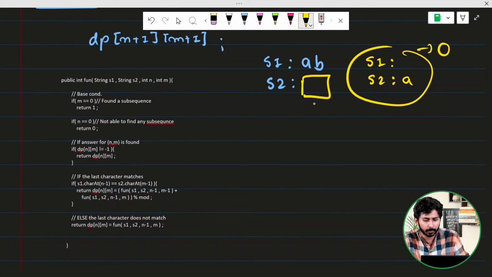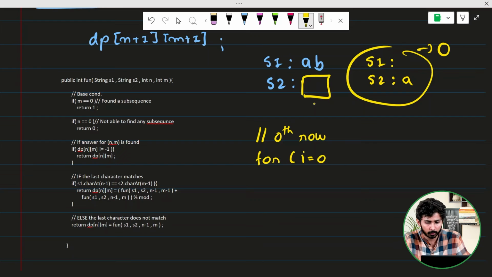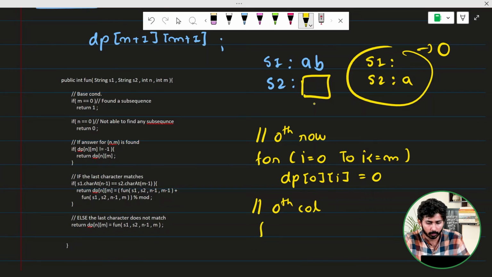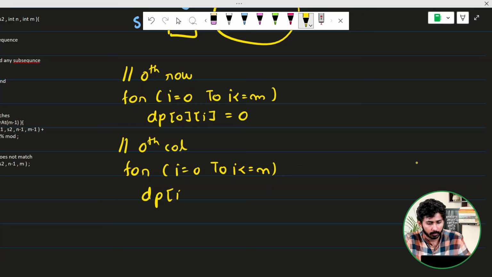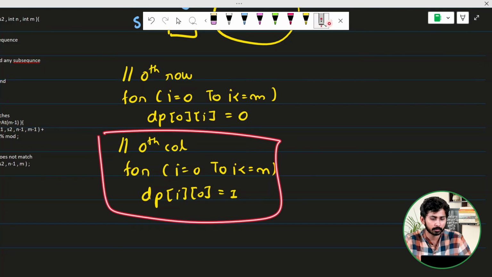Okay. So two for loops will be used. For, let's say, the 0th row: for i equals 0 to i less than or equal to m, I will say dp of 0, i, meaning the row number will be 0 and this will keep on changing, will be 0. Now for the 0th column the values will be 1. So for i equals 0 to i less than or equal to n, I'll write over here dp of i comma 0 equals 1. So this is the initialization for the 0th column and this is for the 0th row.